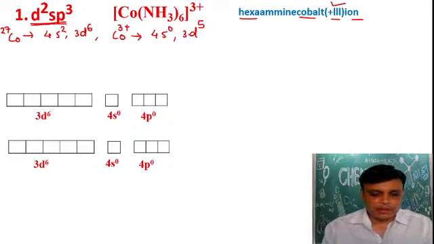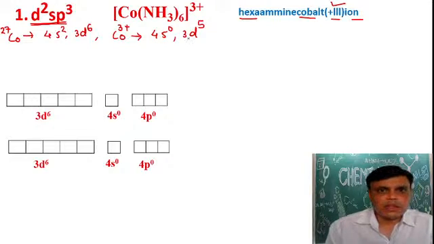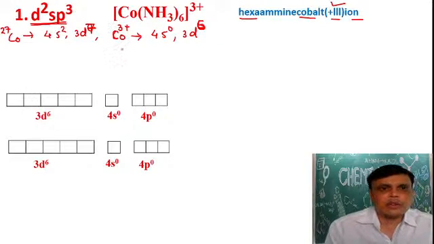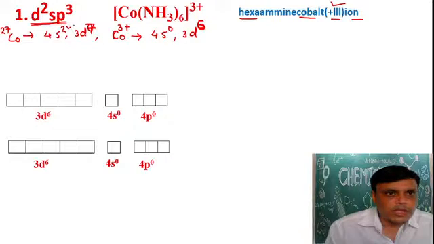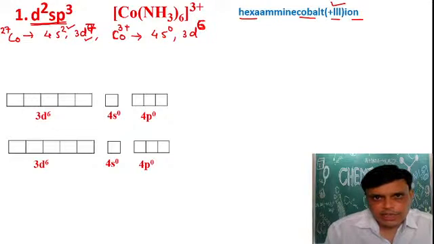Sorry, it will become 3d7 is here, and it will become 3d6. Atomic number 27 है ना. 4s2 3d7. Cobalt in 3 plus oxidation state will show 4s0 3d6, because 3 plus charge means 3 electrons are removed. 2 electrons will get removed from s orbital and 1 electron will get removed from 3d orbital. So कितने थे? 3d7 थे, तो 3d6 रह जाएंगे. ठीक है.